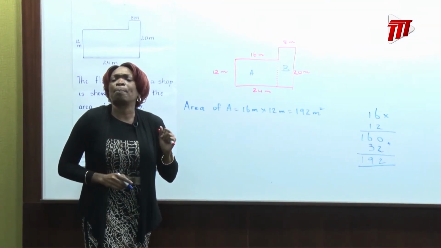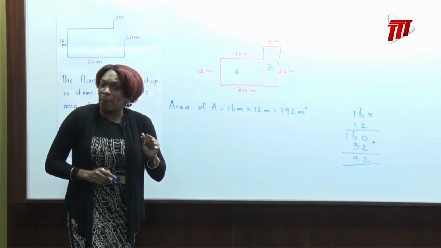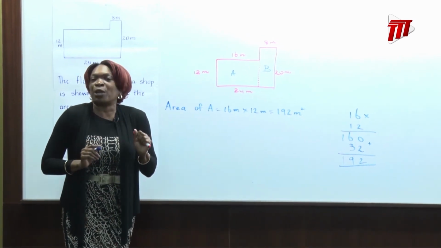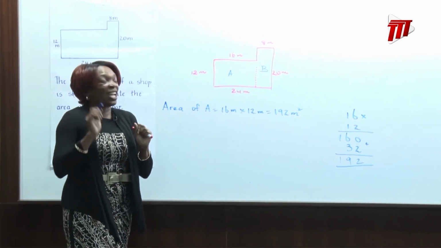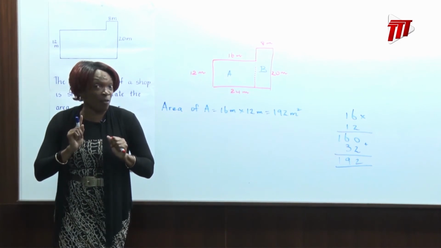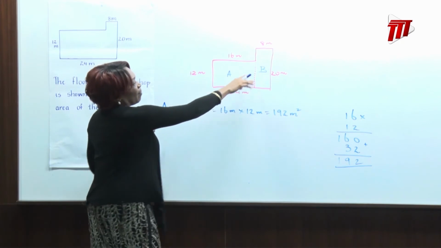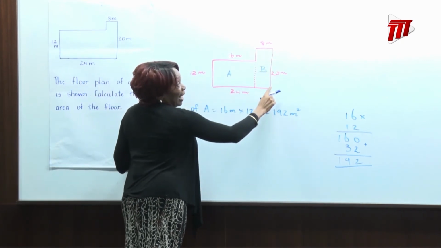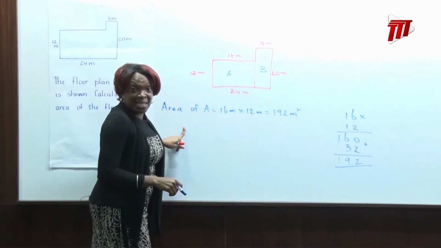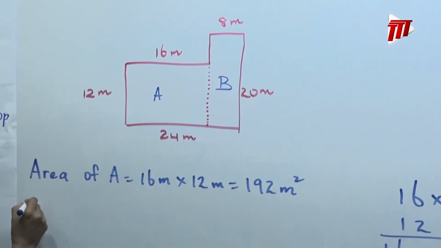What are we going to do now? We are going to find the area of B. Let's check and see if we have the dimensions of B. Do we have a length? Do we have a breadth? Let's see. Look at B. Yes, we have a length here and we have a breadth. Are you seeing that, boys and girls? So we can find the area of B.